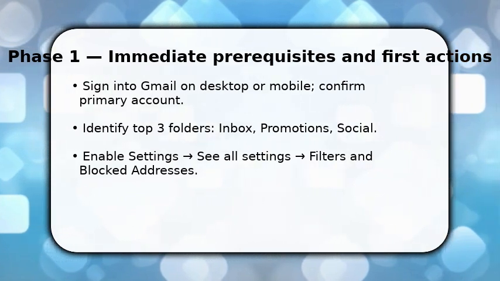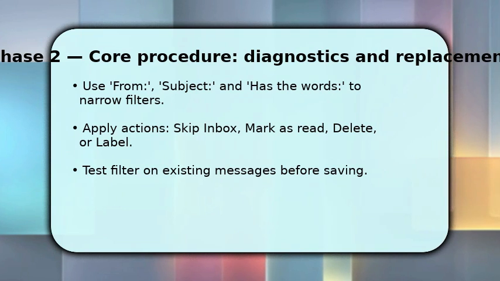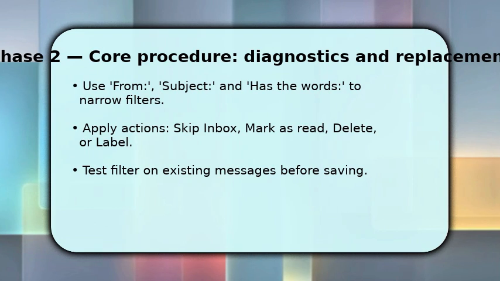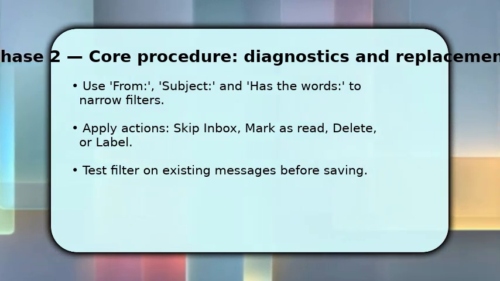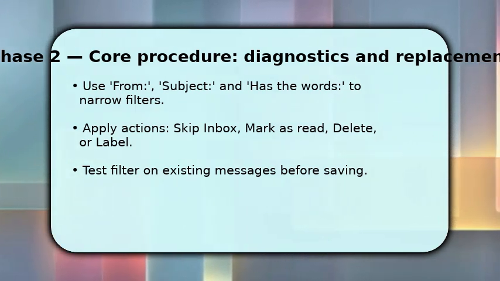Now refine the process by combining criteria: use from plus subject, or has the words so filters are precise and avoid false positives. Create multiple filters for newsletters, shopping, and notifications, and assign auto actions like skip inbox and delete, or add a label for review.